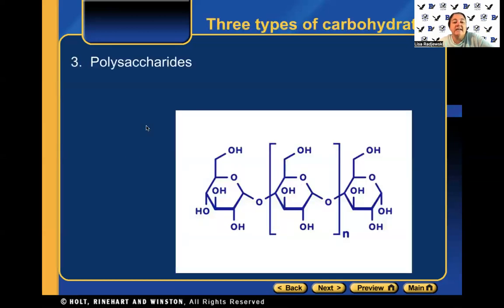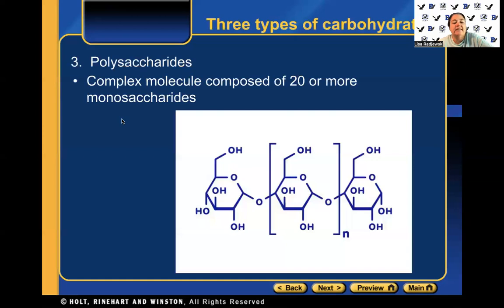Okay, the last type of carbohydrates, or group of them, are called polysaccharides. Poly means many, so many sugars. It is a very complex molecule. It can be composed of 20 or more, I'm talking hundreds of monosaccharides bonded together. So they have the sugar molecules, and you can see this is multiplied by n, which means that number could be, like I said, hundreds.